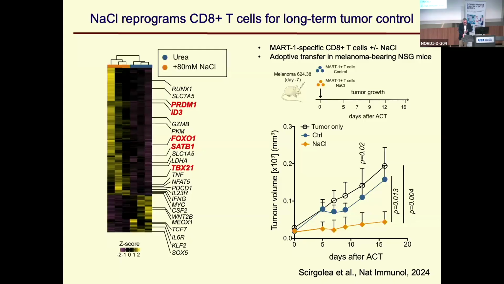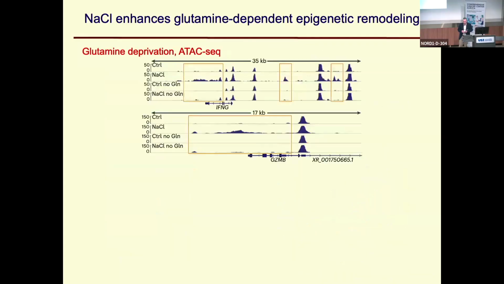So what was the mechanism in this case? It was not just the gene expression, but at the same time chromatin remodeling, because if you're looking at ATAC-seq profiles, we see that basically the sodium chloride induces opening of many genes related to effector functions like interferon gamma and granzyme B, and this is completely prevented if you remove glutamine from the environment, because sodium chloride is basically helping the cells to pump glutamine from the outside to the inside.